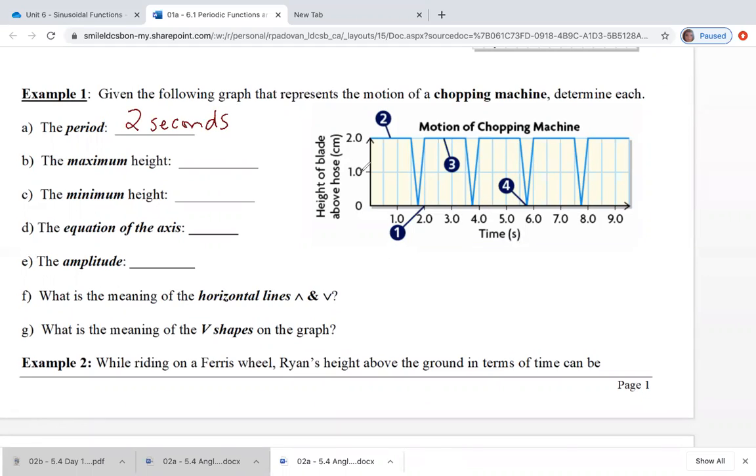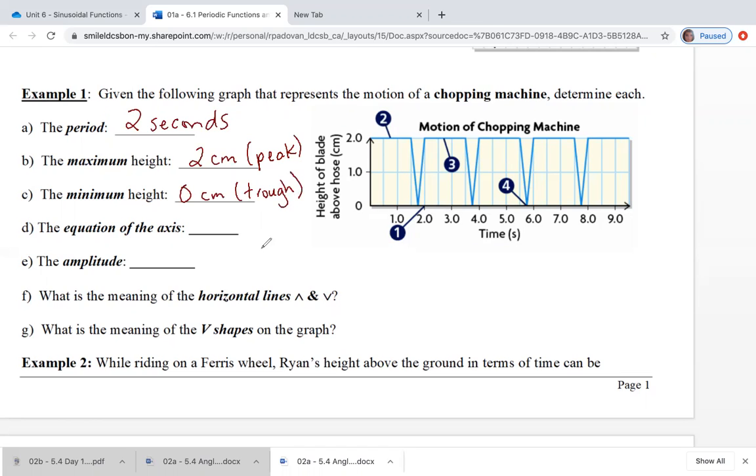What is the maximum height? So the maximum height is the peak. The highest point on the graph is here at 2. So 2 centimeters it says here. And just to go over, that would be the peak value, the y value, right? What is the minimum height? The lowest point on the graph here is 0, which would be the trough.